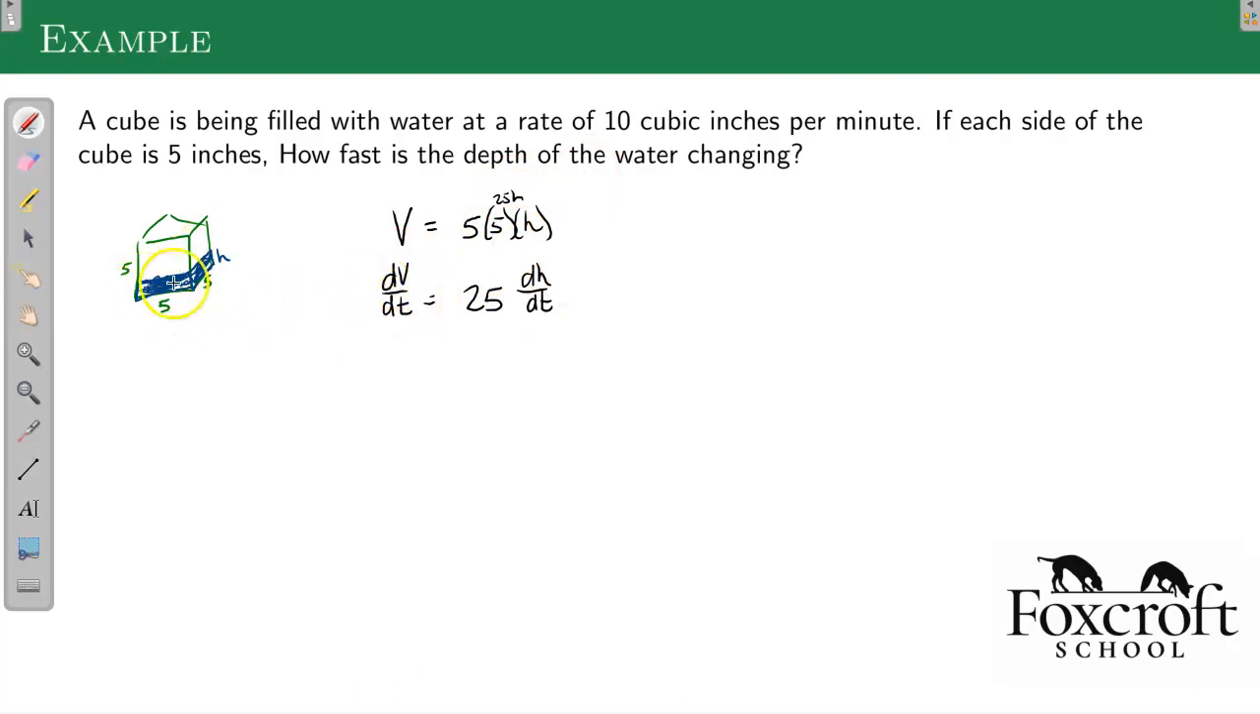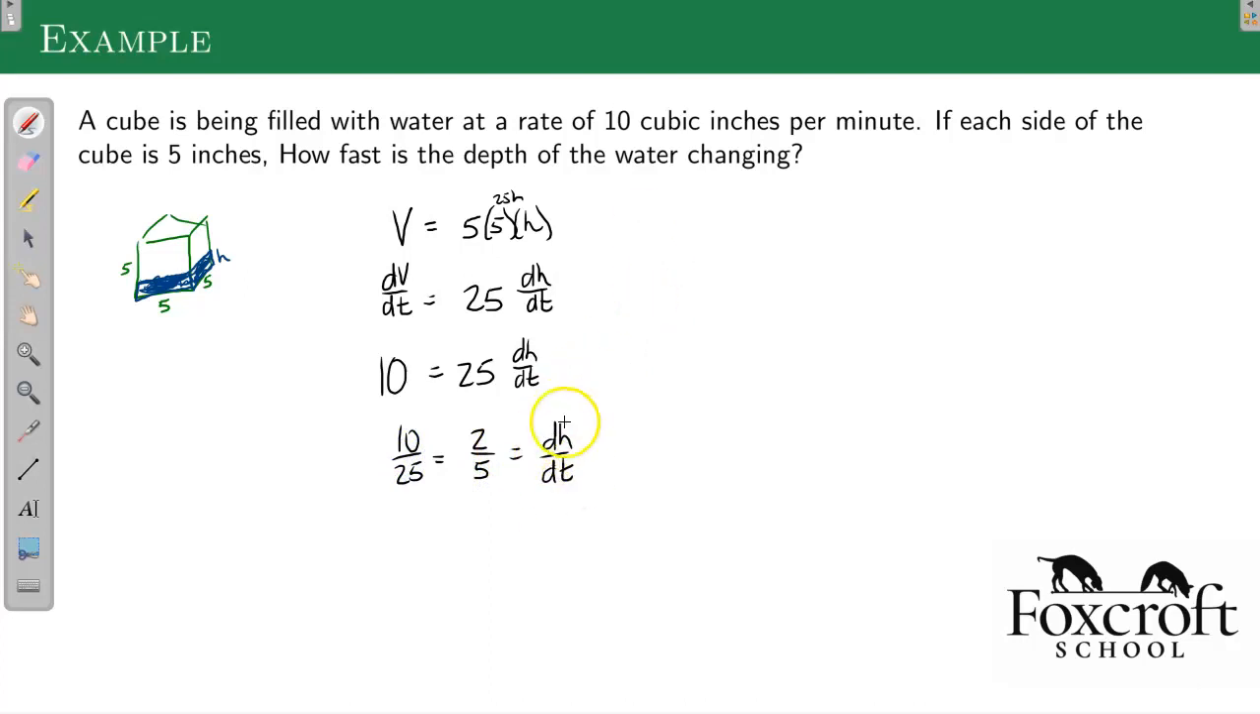How's the volume of this blue bit changing? Well, I'm pouring more water in, so that volume is changing. I'm putting that amount of water in, it's going to change the volume and increase it. And dh/dt I don't know yet, but by dividing, I can figure out dh/dt.